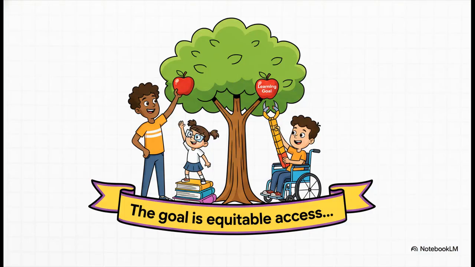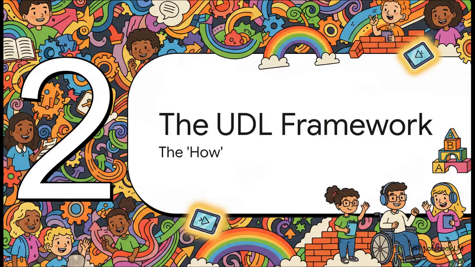And this is so important. The goal is not to make everyone the same. It's all about providing equitable access to learning. It's about creating this dynamic environment where every single student has what they need to really dig into the material, to grow their skills, and to know what success feels like. So if that's our why, then what's the how? Well, a huge part of the answer lies in this really powerful proactive framework called Universal Design for Learning, or UDL. And trust me, this is where things get really exciting.